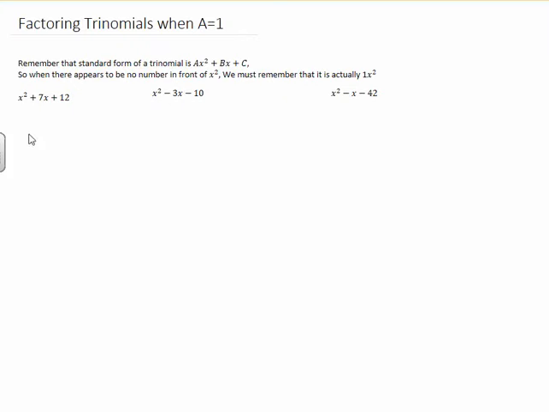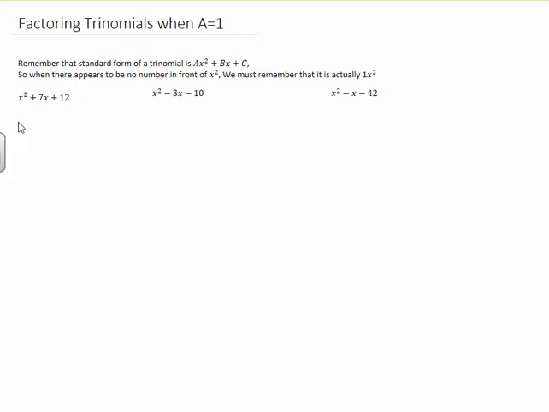There are two different types of factoring trinomials. The first thing we need to remember when we're factoring a trinomial is that standard form is ax squared plus bx plus c. When there is no number in front of x squared, or so it appears, we need to be sure that we remember there's actually a 1 there. 1 times x squared. But because 1 times anything is always itself, we don't need to show it.